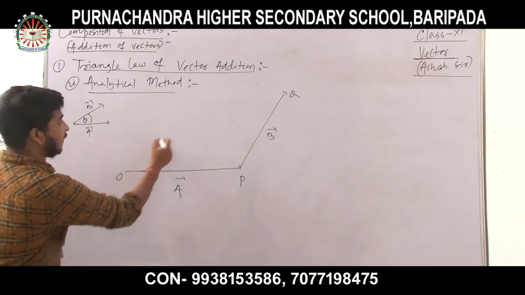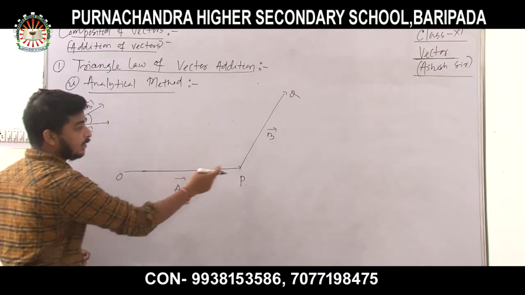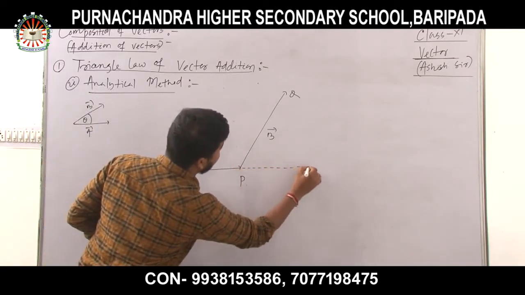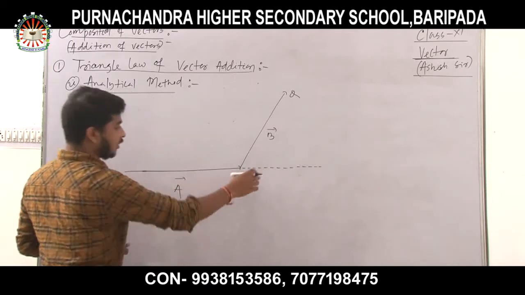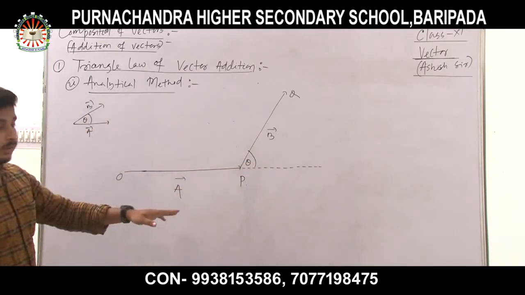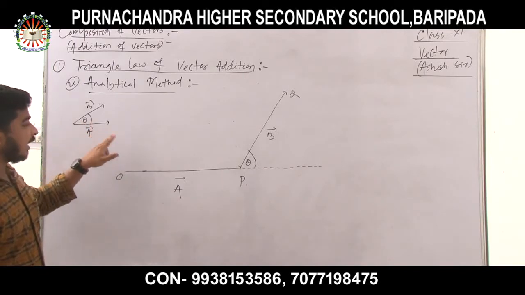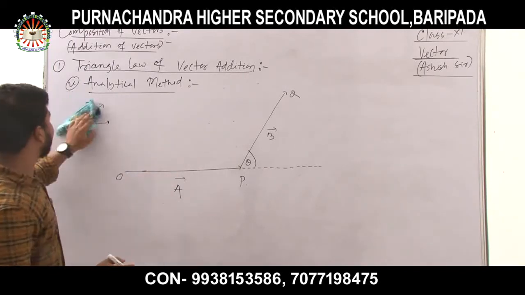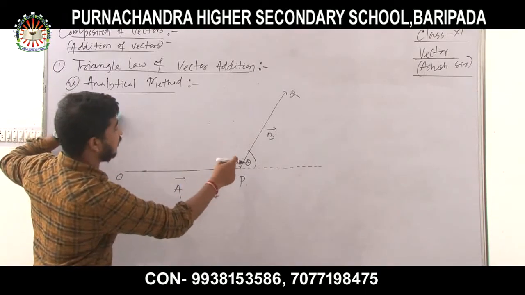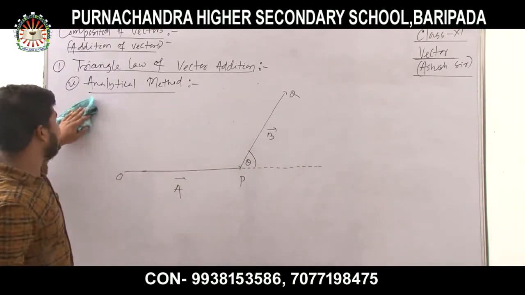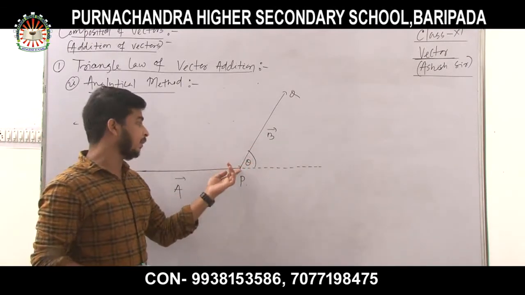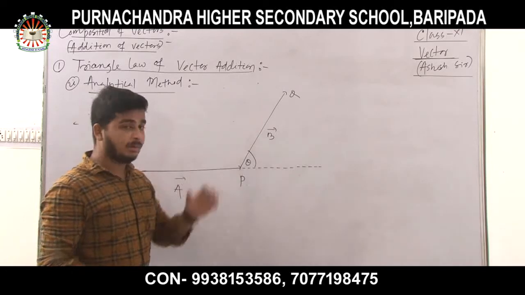If I draw B vector here, it will be theta, but this will not be theta. If I extend the path of the direction of OP, this angle will be theta. So A and B are inclined with each other with an angle of theta. So this is A vector, this is B vector, and they are inclined with each other with an angle of theta. And I have told that the tail of one vector can be started from the head of another vector. Here I have drawn.